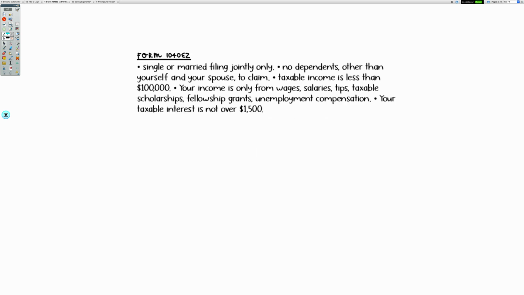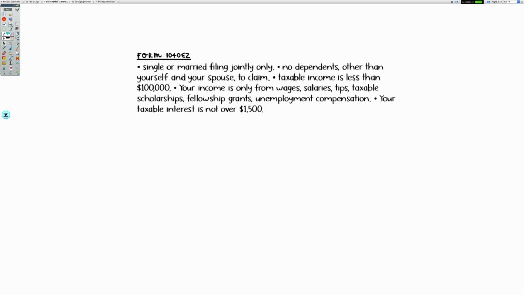That is for when you're single or married filing jointly. You have no dependents, so no kids. Technically, a dependent could also be an elderly parent you're taking care of. A dependent is just anyone who is dependent upon you for income. So no dependents other than yourself or your spouse. Your income is less than $100,000. Your income is just from wages, tips, the normal income. Your wages aren't from anything crazy.